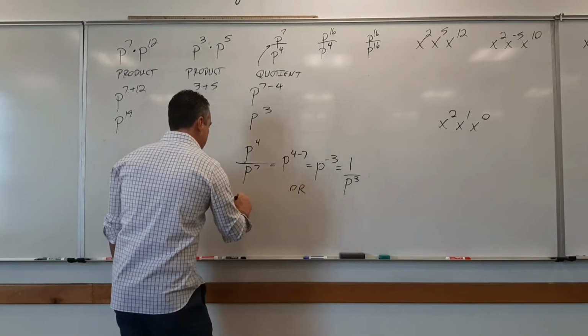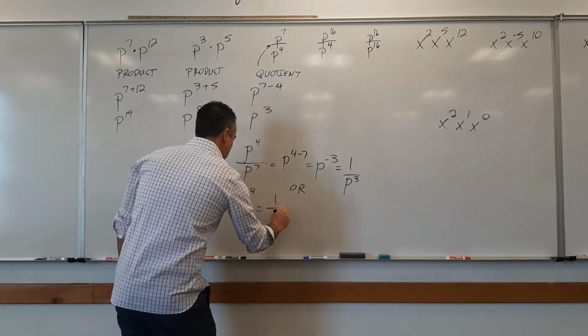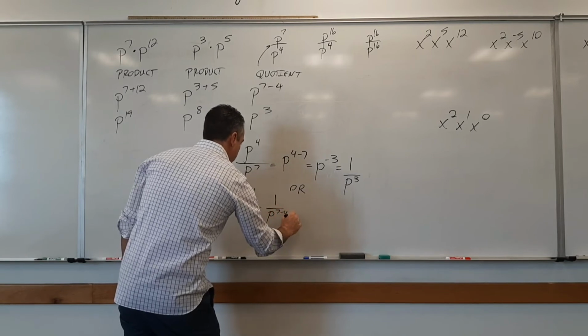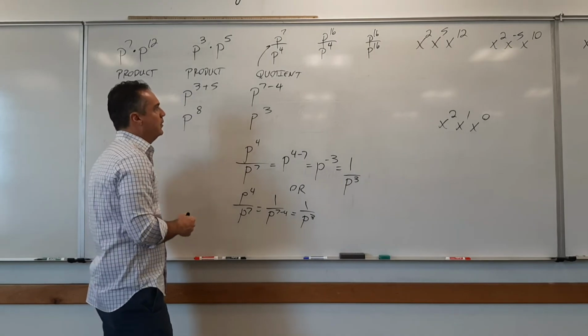Or we could have, right from the get-go, said this is p to the 4th over p to the 7th equals 1 over p to the 7 minus 4, which equals 1 over p to the 3rd. Okay? That's another problem there.